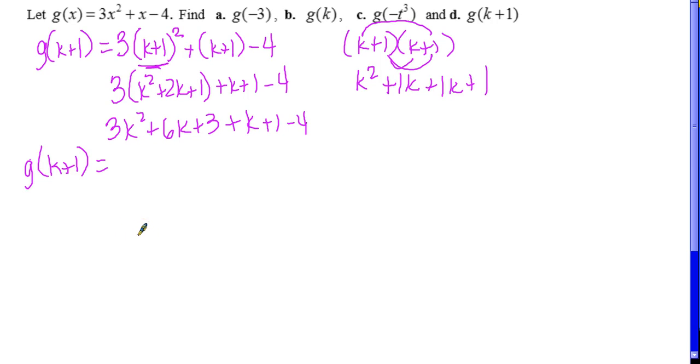By combining everything that we can and simplifying this problem. So 3k squared, and we have a 6k plus a k, so I think that's 7k, right? And then 3 plus 1 is 4, minus 4 is 0. Done.